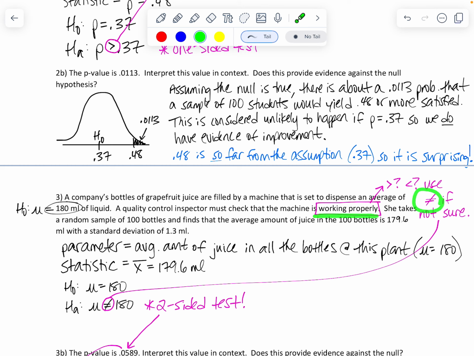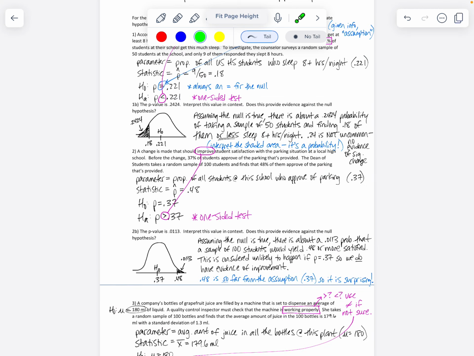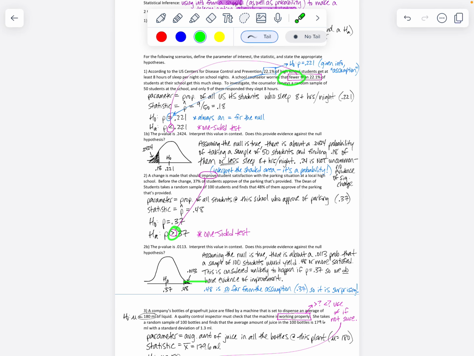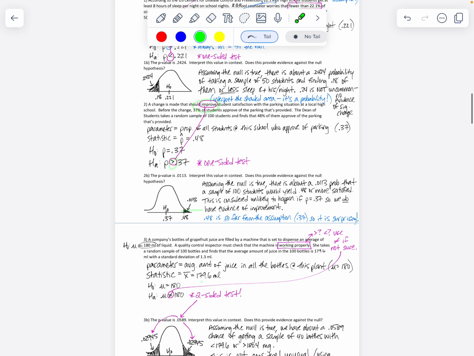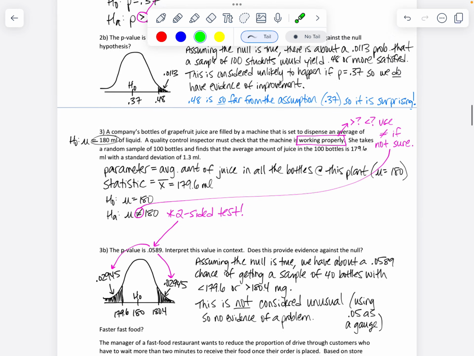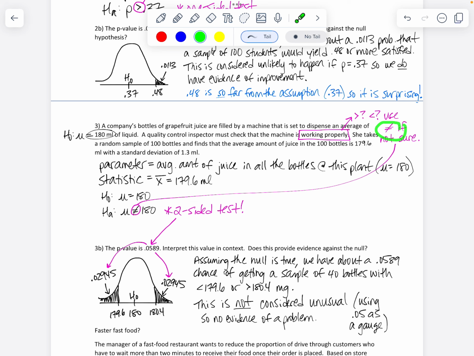I am going to use this symbol in my alternate hypothesis, and it is going to be considered a two-sided test. These are both one-sided because I shaded one direction. This is a less than symbol, I shaded left. This is a greater than symbol, I shaded right. This one said fewer, that's why I did left and less. This one said improve, that's why I did greater than and right. This one doesn't tell me how to shade, so I have to use not equal.